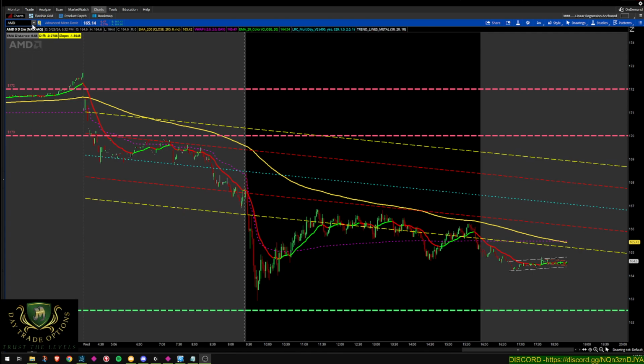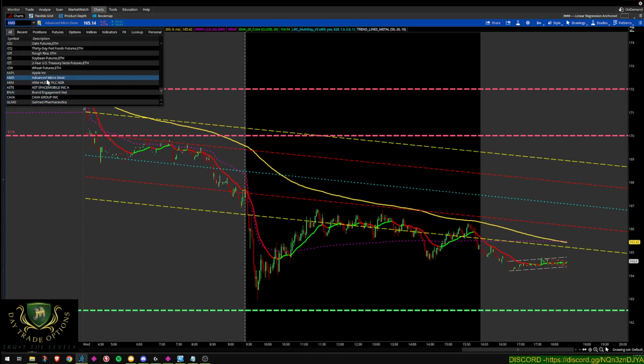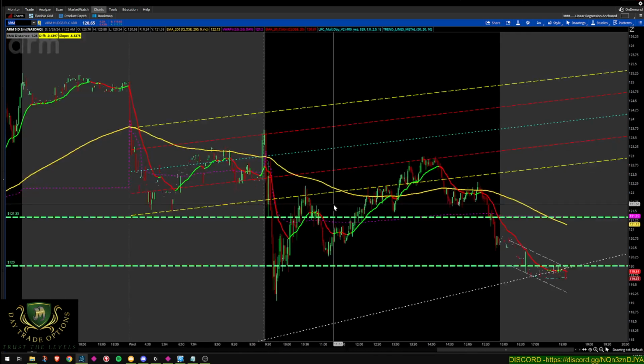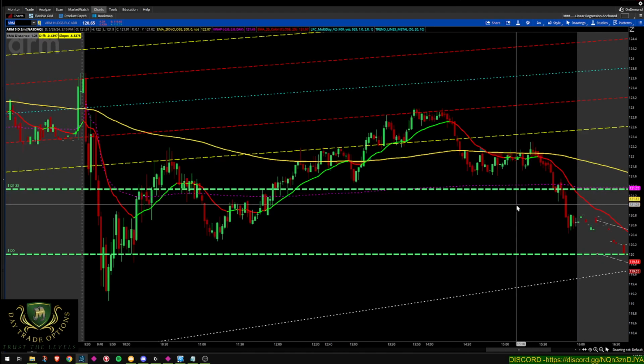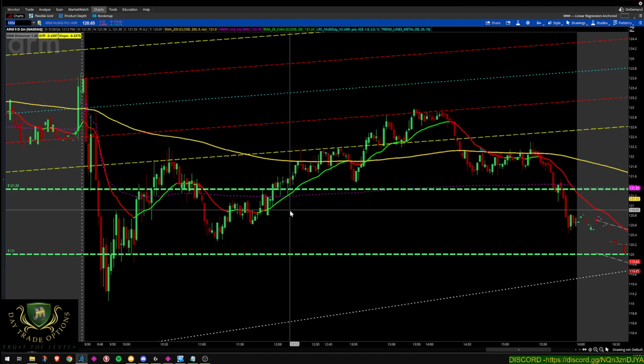So I wanted to show you my first trade of the day, which was I really was one and done. I shouldn't have even traded anymore, but I did. However, it worked out. Every trade I got in was a winner.